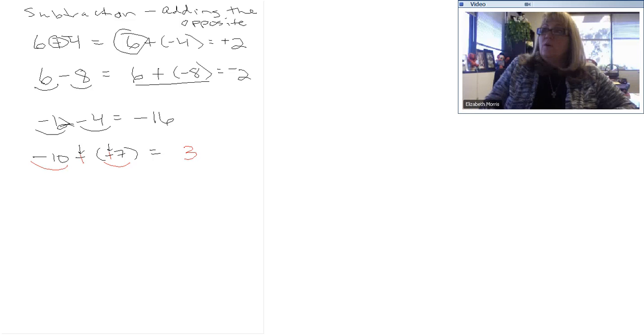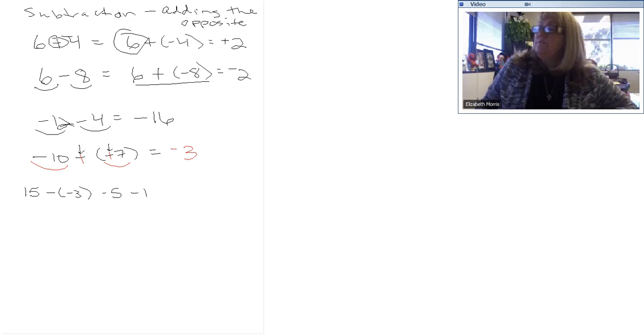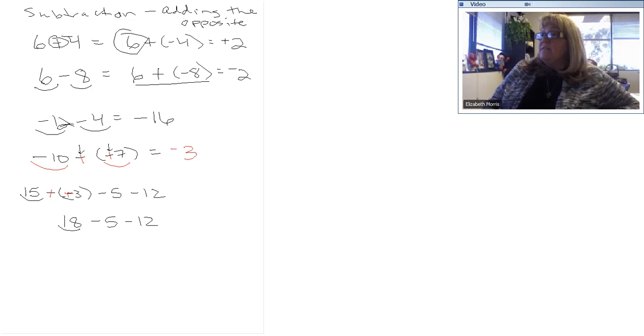Let's do one a little bit challenging. It's a bigger one. What if I had 15 minus negative 3 minus 5 minus 12? All right. First of all, I do need to take care of two negatives side by side. Now, I have a 15 and a 3. 18. I have an 18 and a negative 5. Subtract, keep the sign of the larger. And I have positive 13 and a negative 12. Subtract, keep the sign of the larger. Not so bad, right?